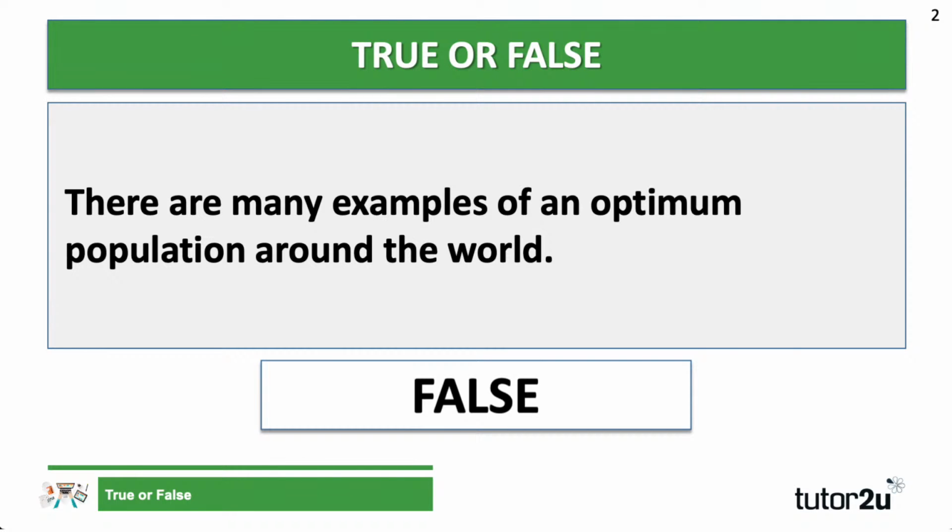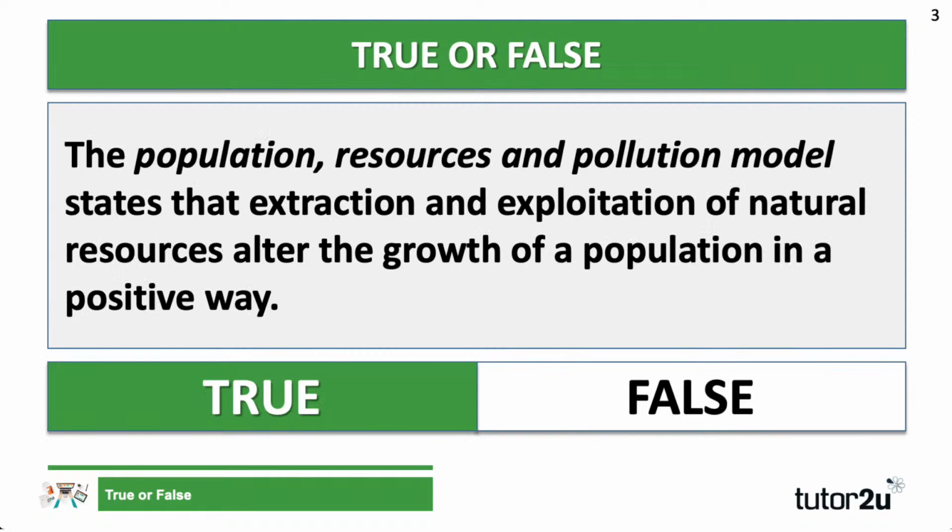And the final statement, a bit more thought to this one perhaps. The population, resources and pollution model, also known as the PRP model, states that extraction and exploitation of natural resources alter the growth of a population in a positive way. To reread that again, there's a little bit more to read. Is that true or is it false?